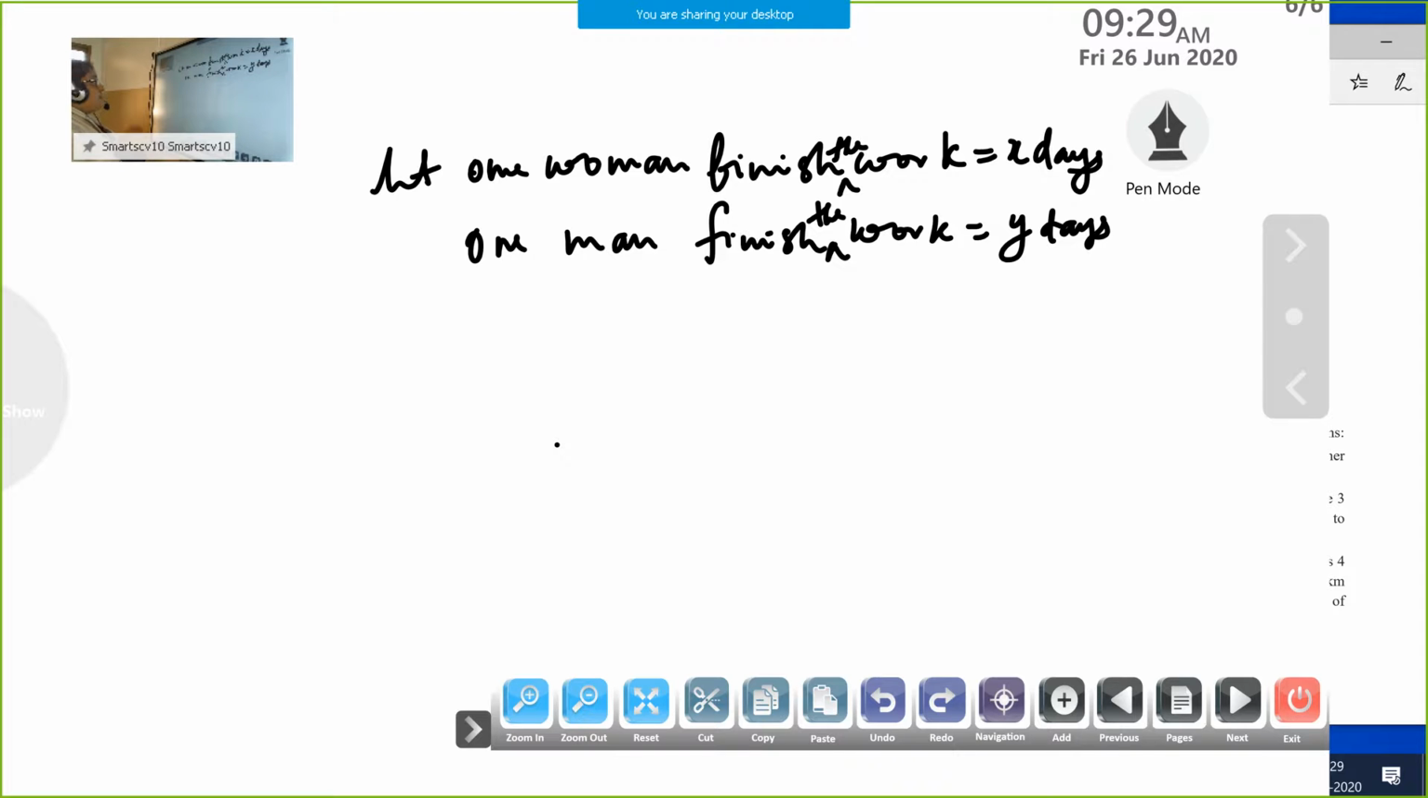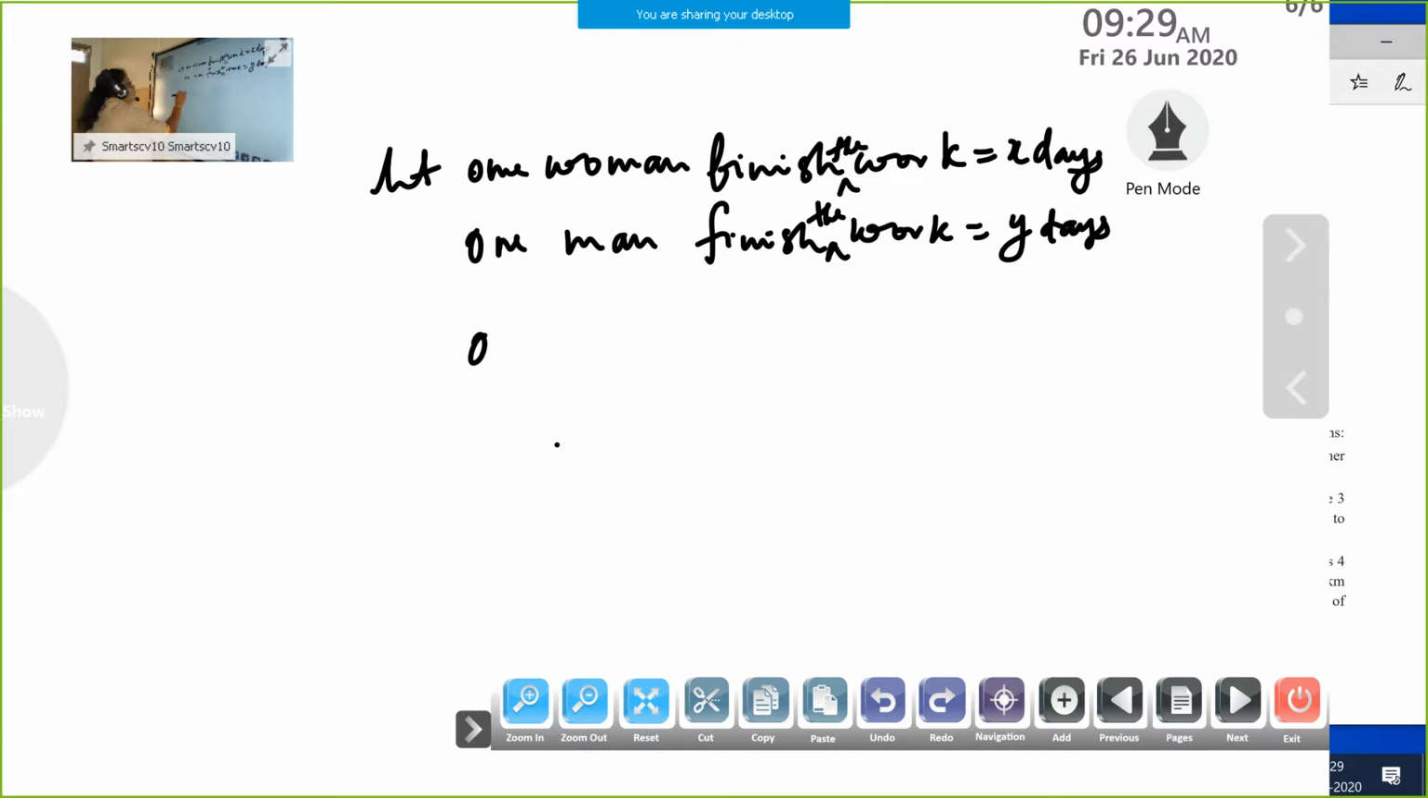Then what is one woman's 1 day work? Listen, we suppose that one woman finished the work in 5 days. Then what is one woman's 1 day work? 1 day work is 1 by 5. Similarly, one woman's 1 day work is equal to 1 by x.